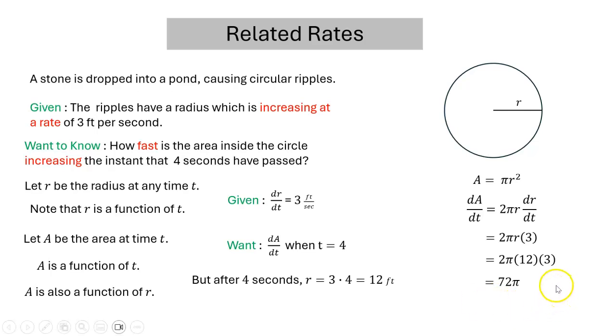Now one other thing, the 3 here was, if you remember, in feet per second, and 12, that's a radius, that's in feet, so we end up with feet squared per second. So what we've learned is 4 seconds into these ripples growing, the area inside the circle was increasing by 72 pi feet squared per second.